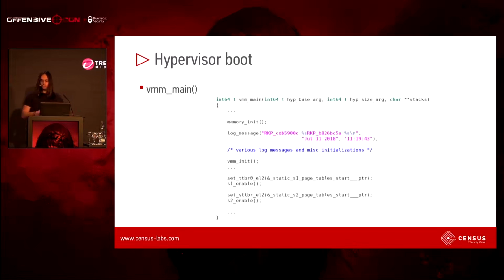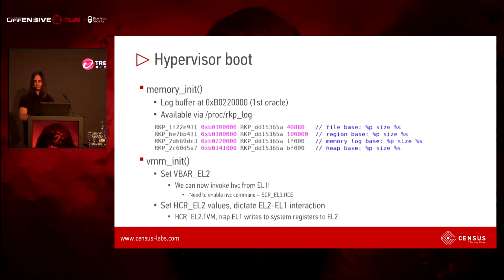The entry point eventually leads to VMM main. We can see an edited snippet here, and we're going to discuss the various steps next. Memory init is the first function of interest. It initializes a buffer, which is the first oracle. It is available to us via the procfs entry RKP log, and we can see from the snippet that we have various memory regions, which allow us to verify that our configuration is correct and our process of bootstrapping is indeed similar to the original one.